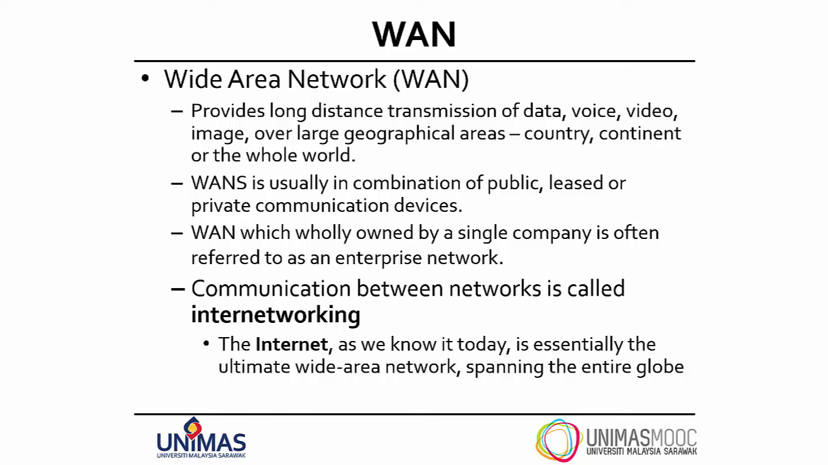And the final type of network is wide area network, WAN. Long distance transmission of data, voice, video, and image, over a large geographical area, spanning a country, a continent, or even the whole world. It's actually a combination of public, leased, or private communication devices. So it's a mixture of all these three. One which is wholly owned by a single company is often referred to as an enterprise network. So a huge network, for example, Google. They own a huge network all over the world. So that is actually an enterprise network.